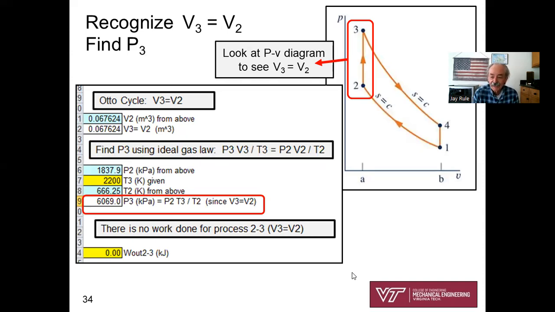Same recognition as we look at process 2 to 3. The volume is constant, so we need to find P3. We'll use the ideal gas law, especially with constant volume. We saw P3 V3 over T3 equals P2 V2 over T2. The volumes cancel, so P3 is simply P2 times T3 over T2, or P3 is 6069 kPa. No work is done for the process, so we'll just write down the work out from 2 to 3 is 0. It's a good thing to write down if this is a quiz. It's worth partial credit.